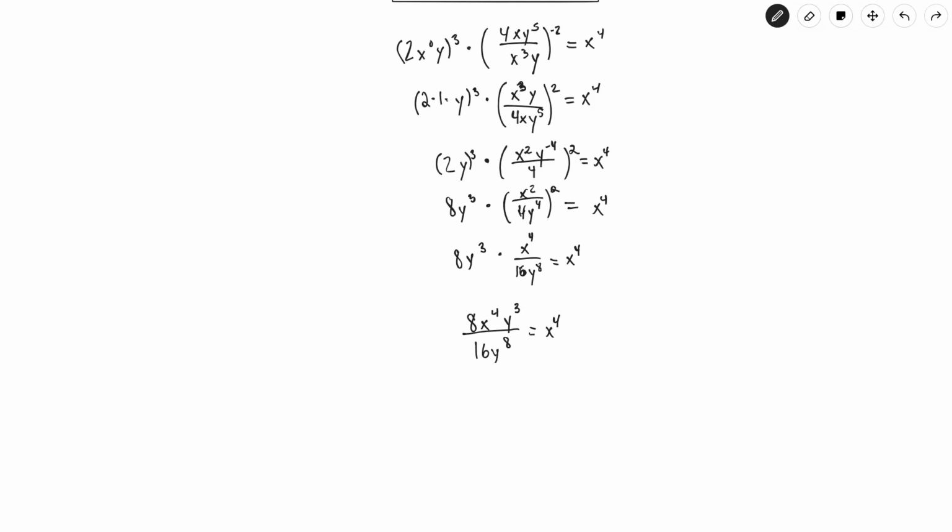Doing so gives me 8x to the 4th power over, I'm noticing, this and this can both still be simplified. 8 over 16 just gives me 1 over 2. And y to the 3rd power combines with that y to the 8th power and gives me y to the 5th power in the denominator, positive. We have all of that equal to x to the 4th power.